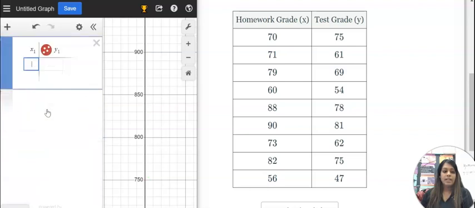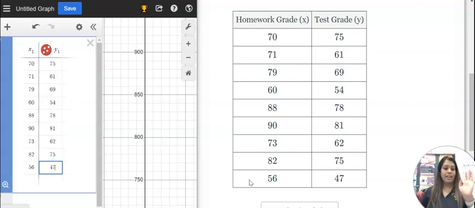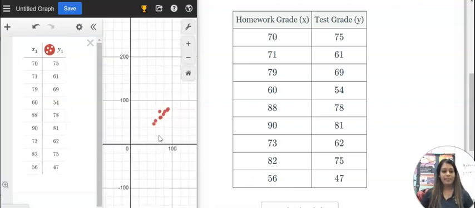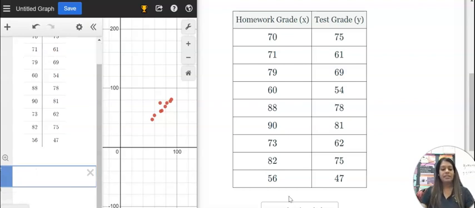So I'm going to go ahead and start over, put my numbers in. 78, 81, 62, 75, and 47. Okay, so I typed all the numbers and you can see they're right here. Well, it looks like the higher your homework grade, the better your test grade. Who knew? Anyway, let's go ahead and do the regression.